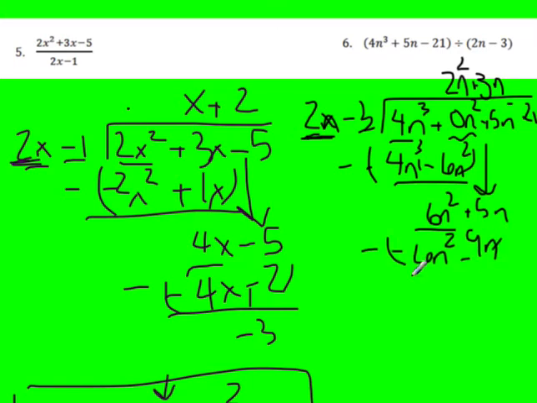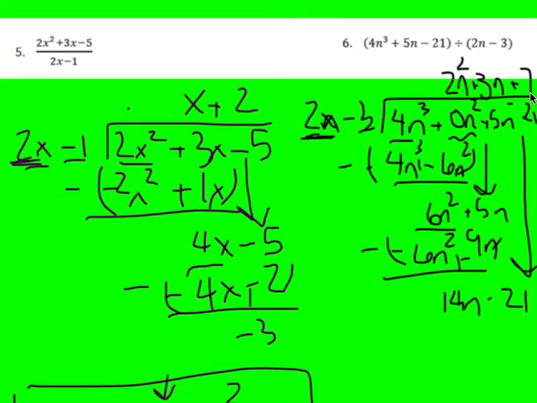So again, I'm subtracting that off. So here I have 5 plus 9, which is going to give me 14n. And then I'm going to bring down the negative 21. So now I'm asking myself, what do I need to multiply 2 by to get to 14? My n's are already good. So to go from 2 to 14, I need to multiply by 7.